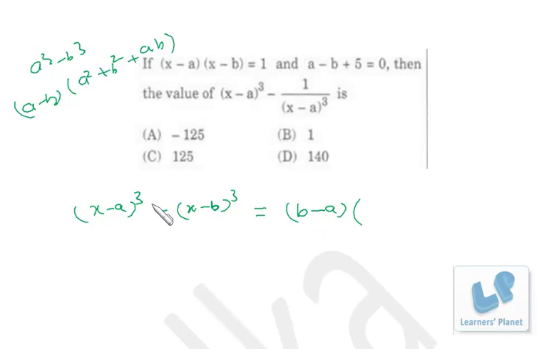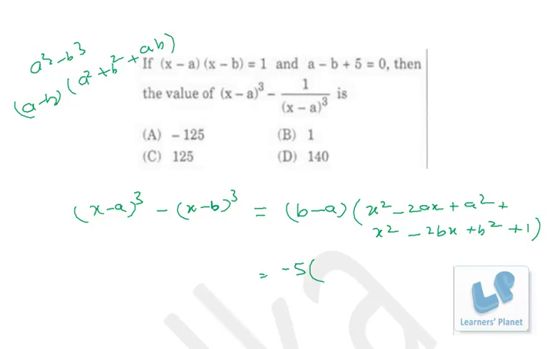Then x minus a whole square, so that is x square minus 2ax plus a square. Then plus x minus b whole square, so x square minus 2bx plus b square, then plus ab, that means the product of x minus a into x minus b. So the product of x minus a and x minus b is nothing but 1. So I write 1 over here, right? So b minus a, if I see b minus a from here, it will be minus 5.